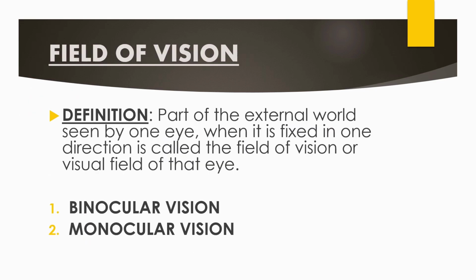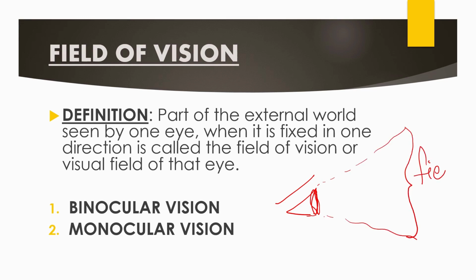Next, we have the field of vision. What is field of vision? The part of the external world that is seen by one eye when it is fixed in one direction is called the field of vision or the visual field of the eye. Suppose this is your eye. So this part is called your field of vision. Clear? We have two main types, binocular vision and monocular vision.